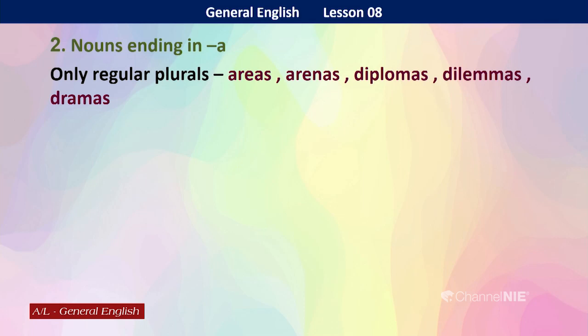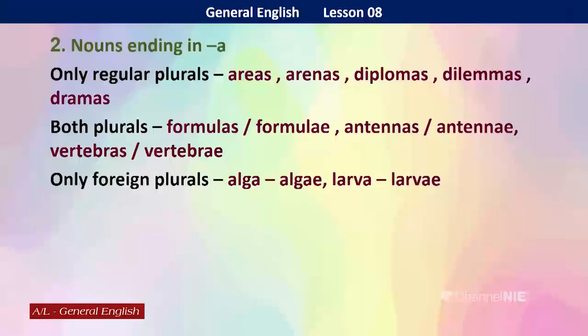Only regular plurals, as area, the last letter is A. Area, areas. Arena, the last letter is A, arenas. Diploma, the last letter is A. We make the plural by adding s, diplomas, regular way. Dilemma, dilemmas. Drama, dramas.